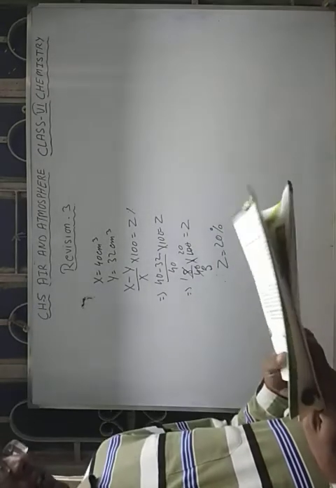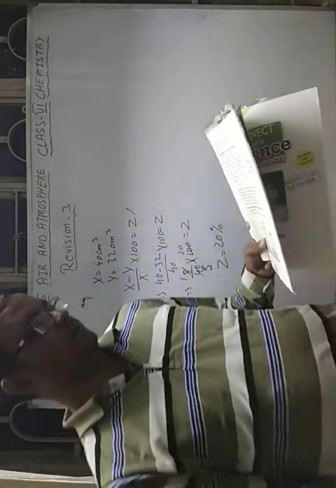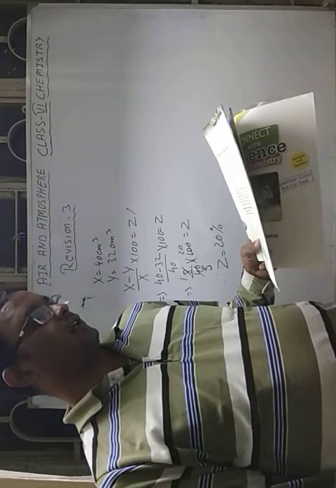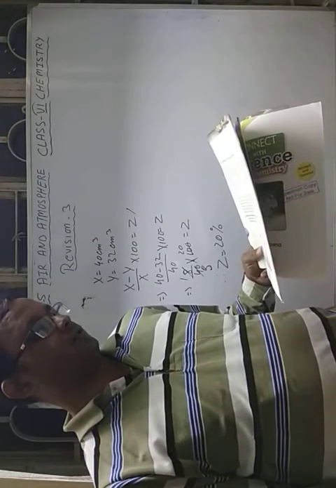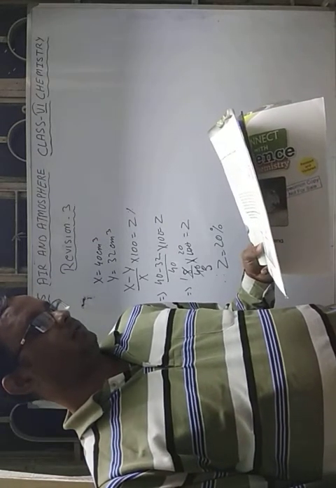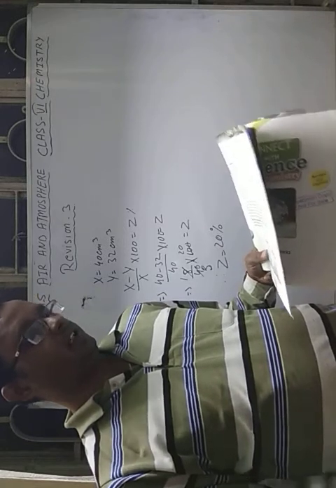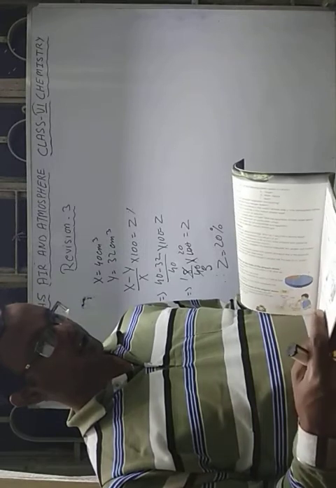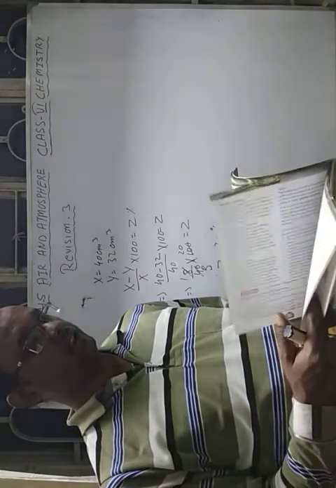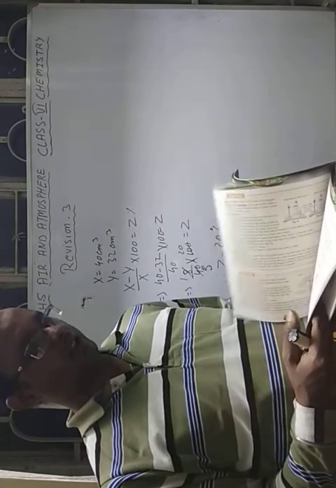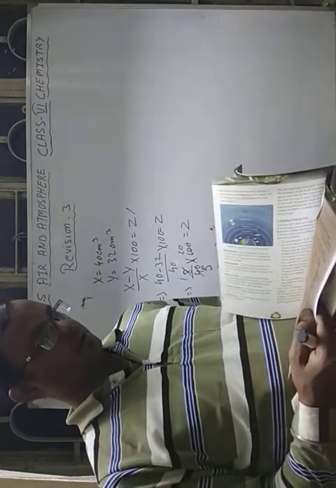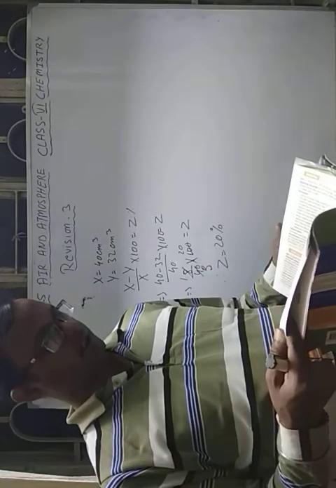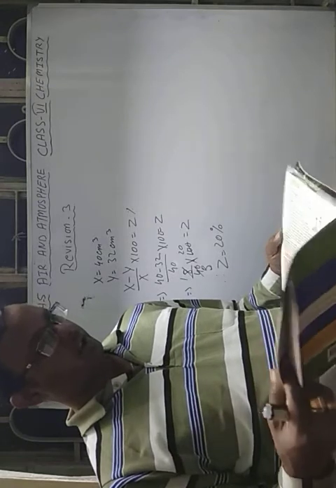The next one is: answer the following questions on the basis of the diagram shown. Here also you have to label figures 1 and 2. Then, why does the water level rise in the test tube in figure 2? Here the experiment is given for calculating the percentage of oxygen in the air. This experiment is shown over here.